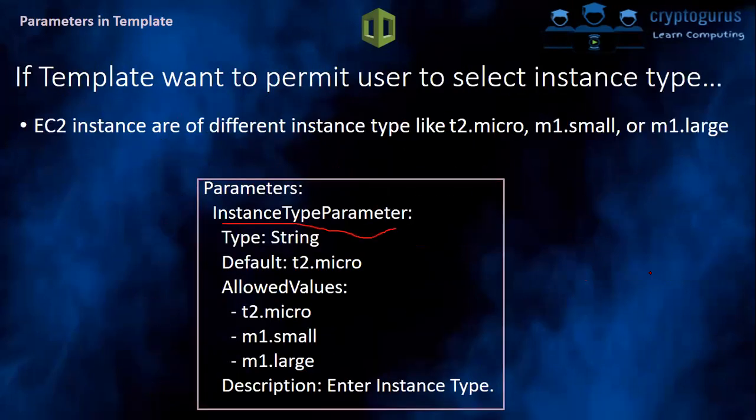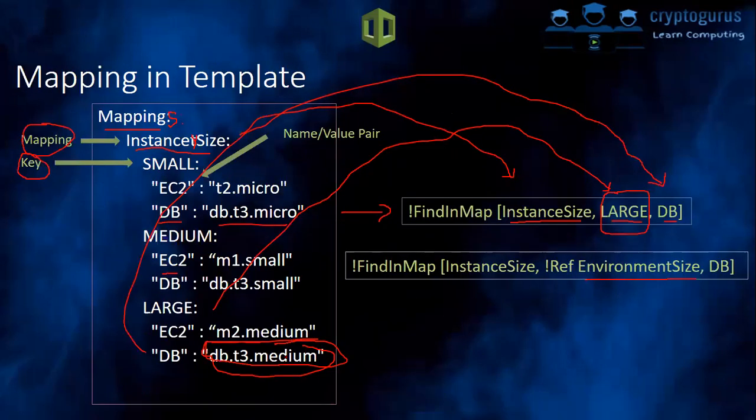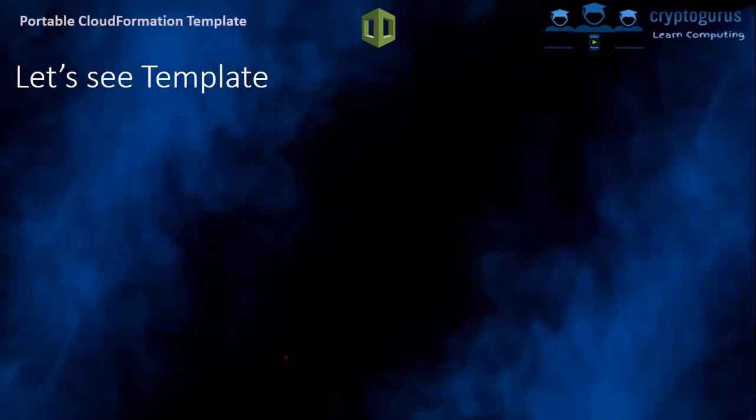So let's go back to over here, right? Here the parameter value would be like this, the t2 micro, m1 dot small, m1 dot large kind of thing. That kind of thing would come over here. So in the environment size, I just have to specify either small, medium, or large. That is what I have to specify.